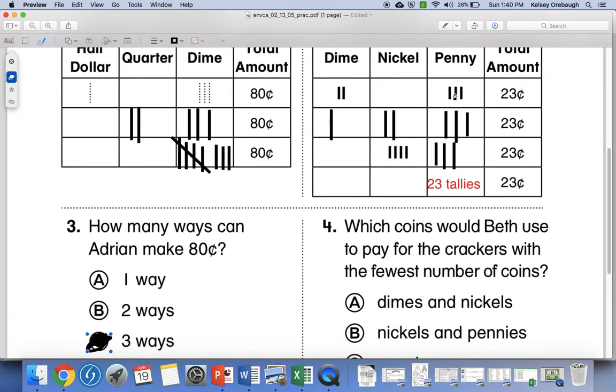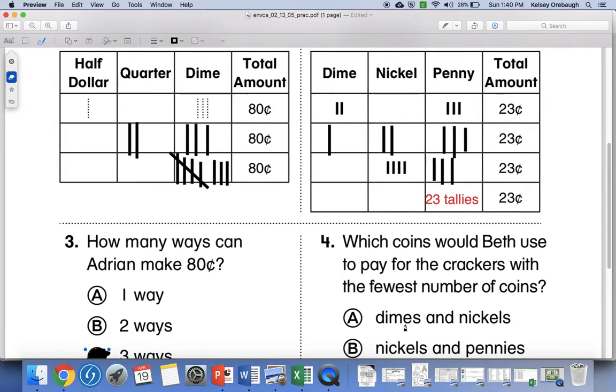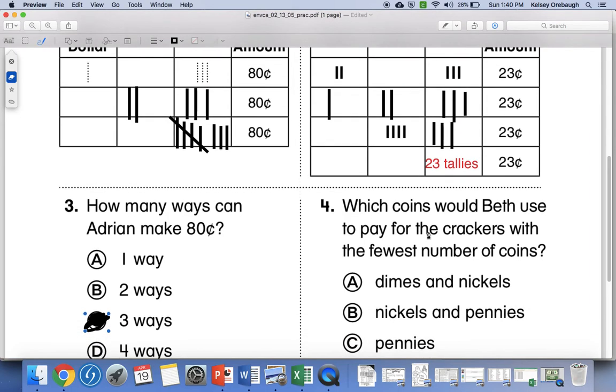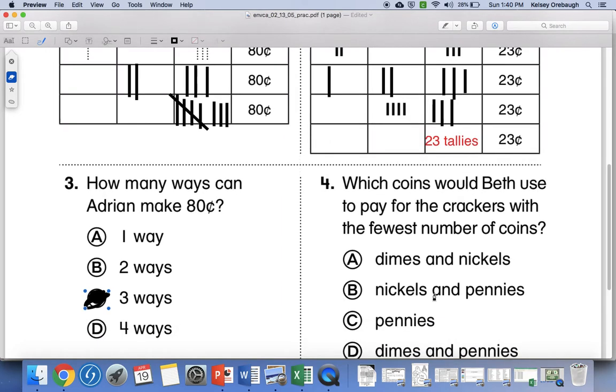She used dimes and pennies, she used dimes, nickels, and pennies, and she used nickels and pennies. So no dimes and nickels. B says nickels and pennies. Is there a way that she used just nickels and pennies? Yep, right here. She used 4 nickels and 3 pennies, so she used 7 coins altogether. 4 nickels and 3 pennies is 7 coins. So maybe that's the right answer.